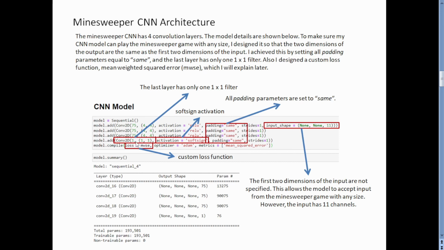The last layer contained only a single 1x1 filter. This was to make sure I didn't lose any edges in the last layer. I used the softsign activation function, which transforms all real values to between -1 and +1. Lastly, I also designed a custom loss function, the mean weighted square error, which I will also explain later.